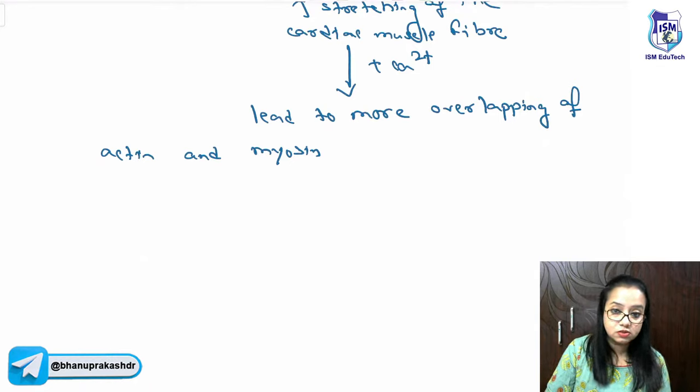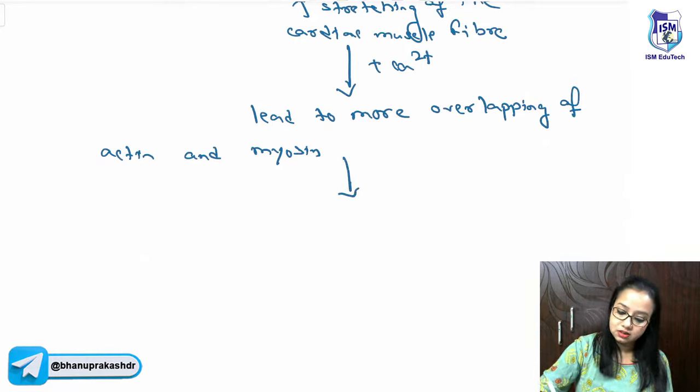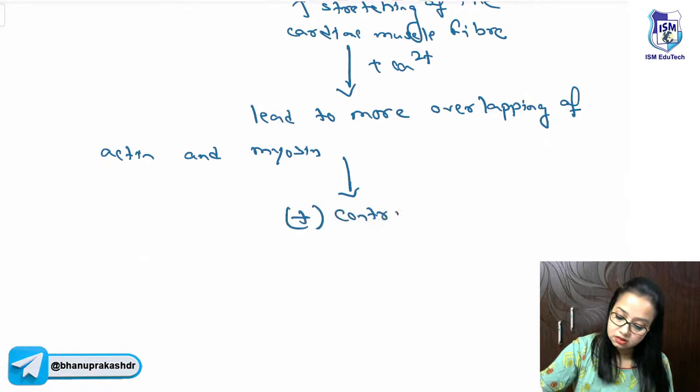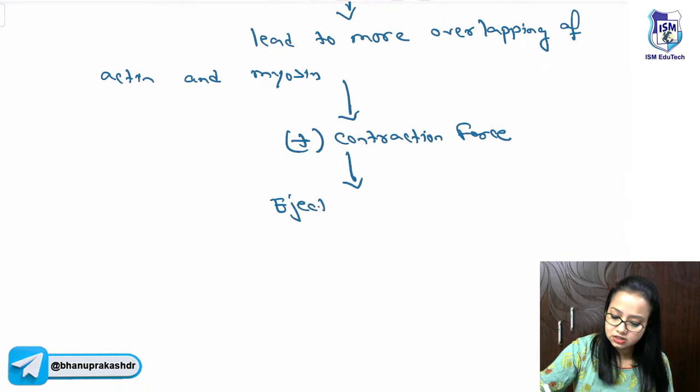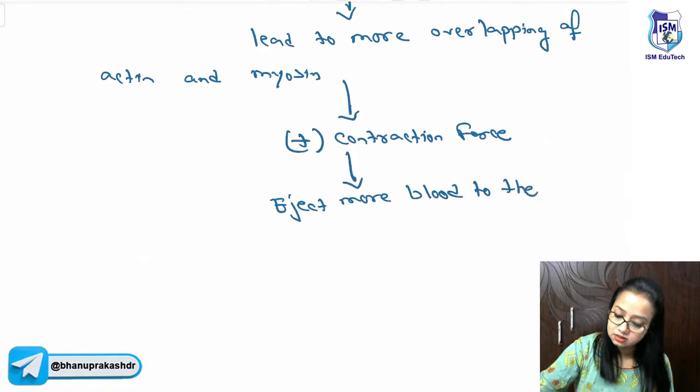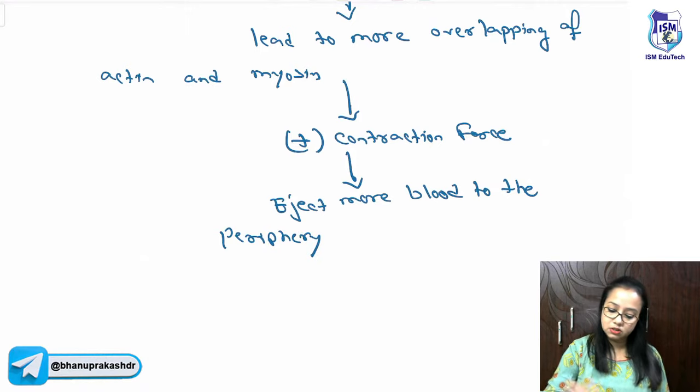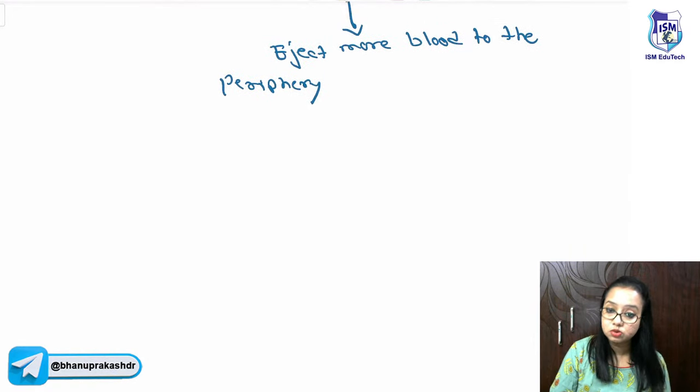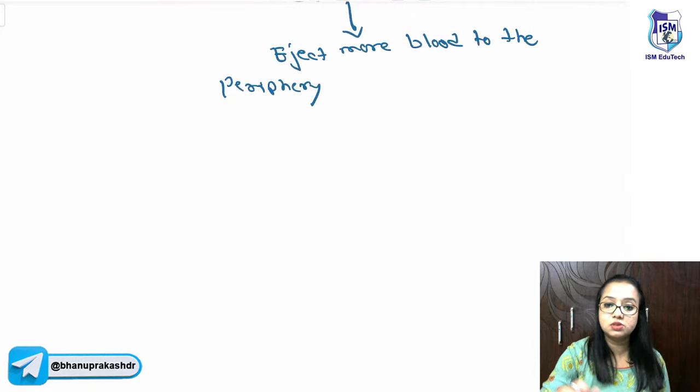Now, when there is more overlapping of the actin and the myosin, obviously it will increase the force of contraction, and it will eject more blood to the periphery and also to the lung. Here we are talking about the left ventricle mainly. So if the end diastolic volume is more, the preload is more, and that will increase the force of contraction.